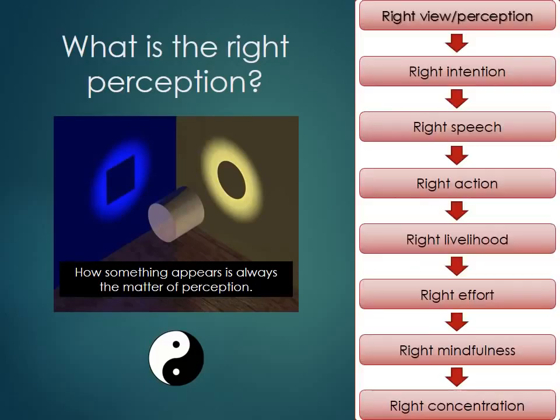We need the right perceptions to efficiently solve the problem, and the right perceptions will lead to the right intention, right speech, right action, right livelihood, right effort, right mindfulness, and right concentration. And this is one of the fundamental cores of the Buddhist teaching called the Eightfold Path.